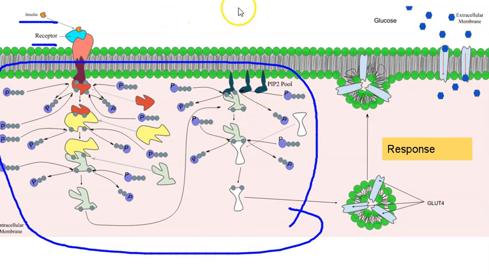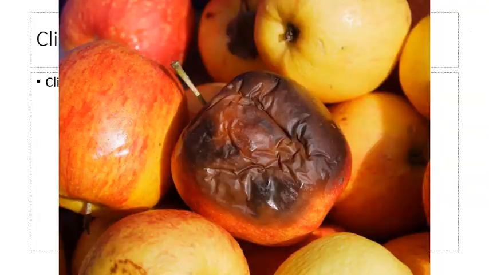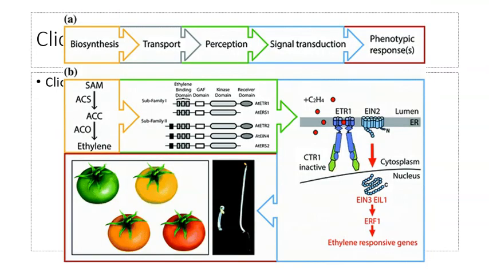Without this protein right here, glucose cannot get into the cell. And this protein is the response to this signal right here. One bad apple spoils a bunch, right? And so this is ethylene. Ethylene is a gas that is also a signal that increases the ripening of fruit.